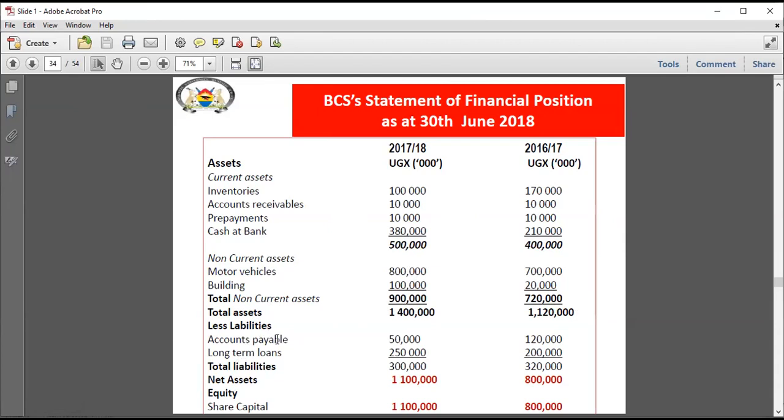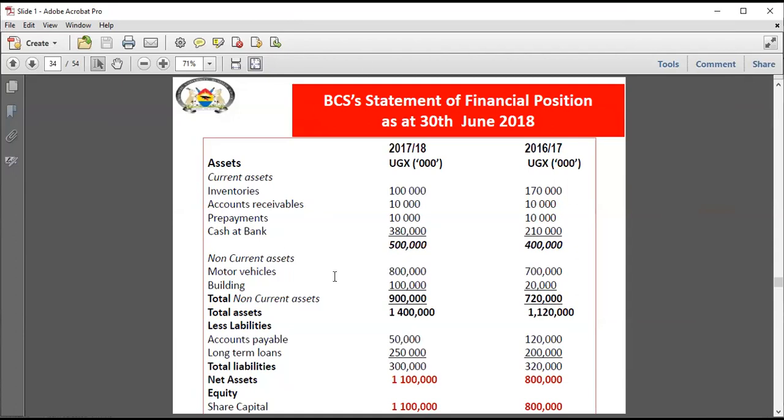Then less liabilities. This is like the accounting equation: assets less liabilities gives you equity. For liabilities, we can also have a breakdown into current liabilities and non-current liabilities. For example, current liabilities could be accounts payable or creditors. We can have accruals, and we can also have short-term loans, especially loans that are below 12 months. Then under long-term liabilities or non-current liabilities, we can have long-term loans. We can also have things like debentures. You get it.